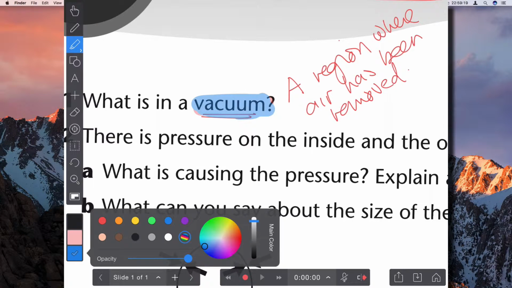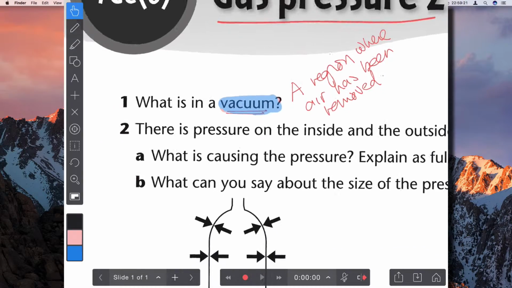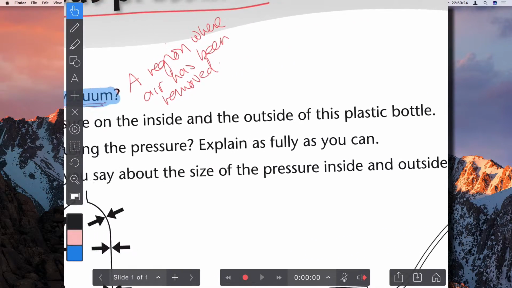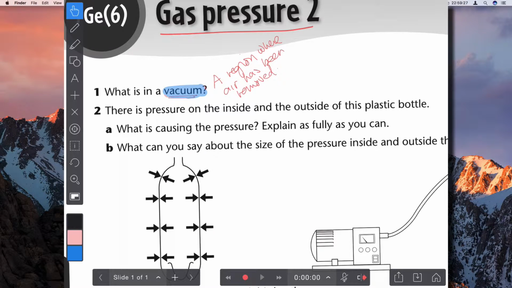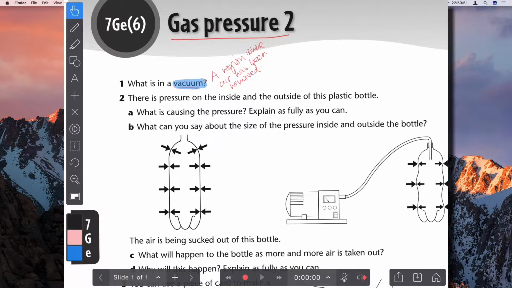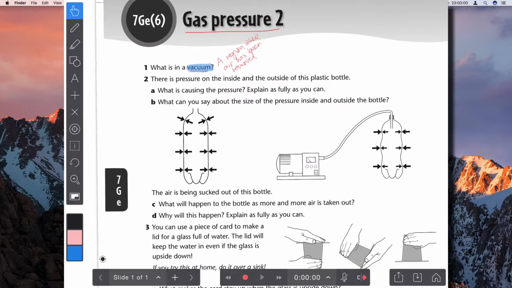Right, so what's the next question? The next question is, there is pressure on the inside and outside of this plastic bottle. Let's use the pointer, guys. There is pressure on the inside and the outside of this plastic bottle. A. What is causing the pressure? Explain as fully as you can. What can you say about the size of the pressure inside and outside the bottle?